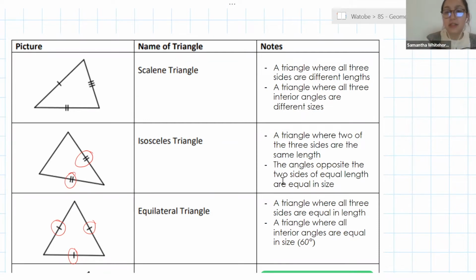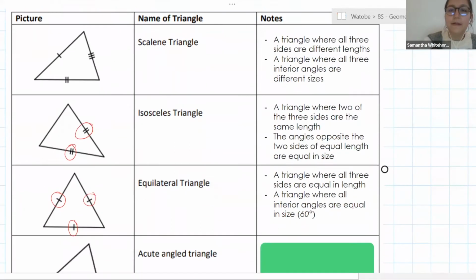Another way is to look at their angles. Most of the time we use these three classifications: scalene, isosceles, or equilateral. That's not to say we can't use the others we're about to look at. These are more common, but we're just going to go through the others so that everyone's on the same page. Once we're done with all of this, I'll make this a little bit smaller so you can see everything all at once and you can take a screenshot if you haven't done so.